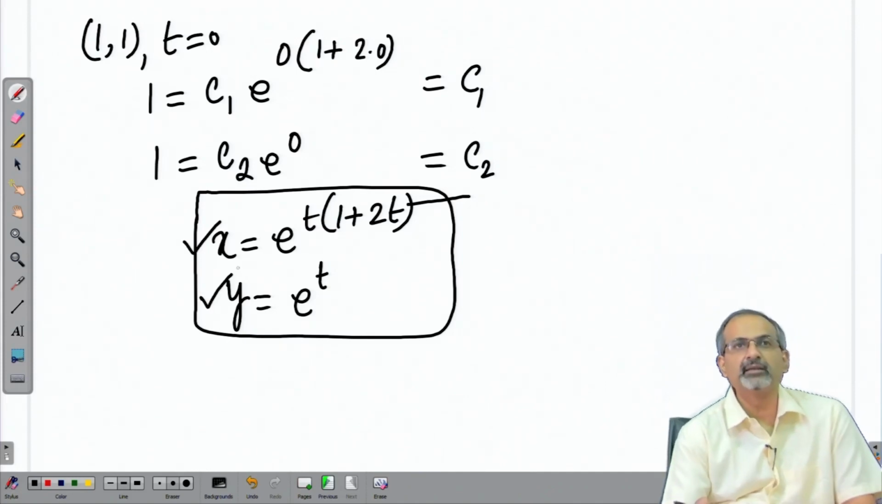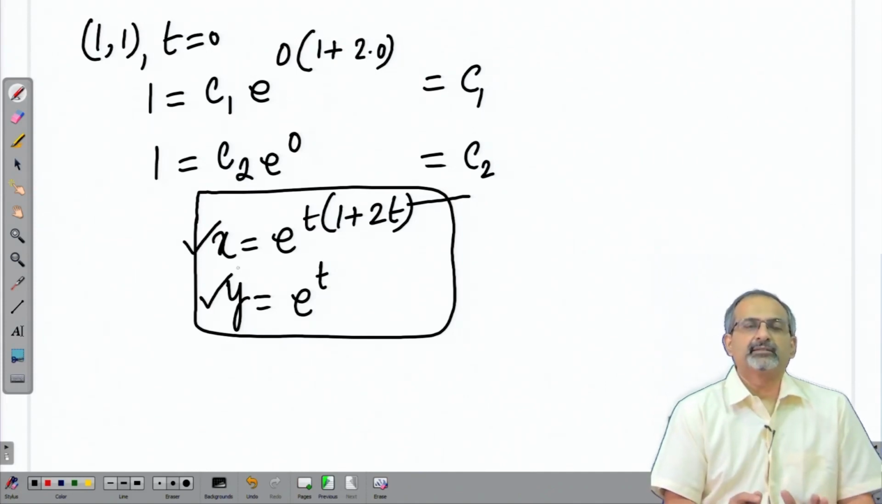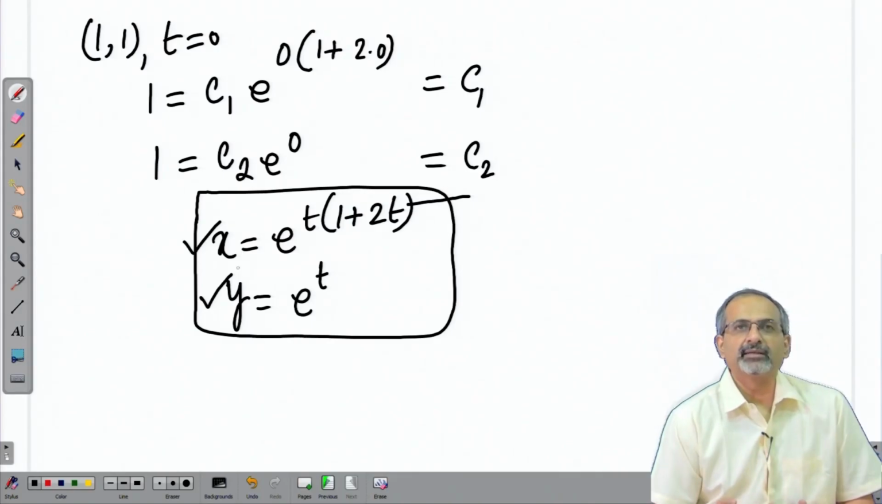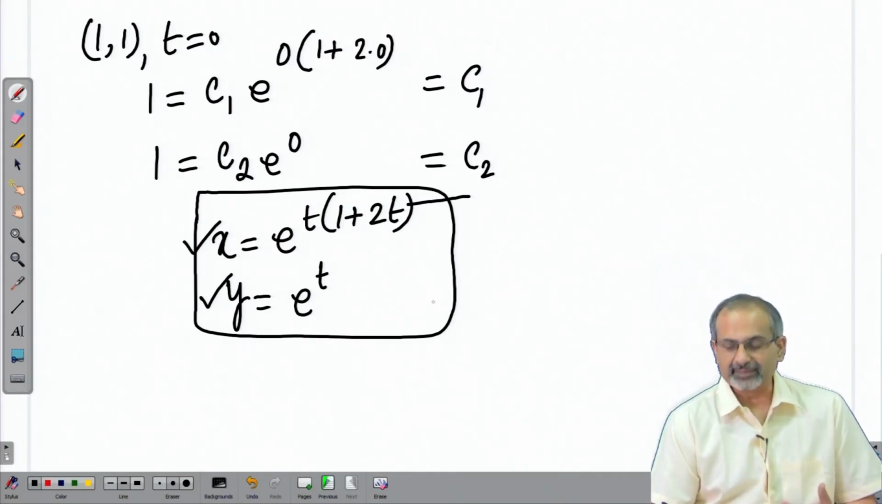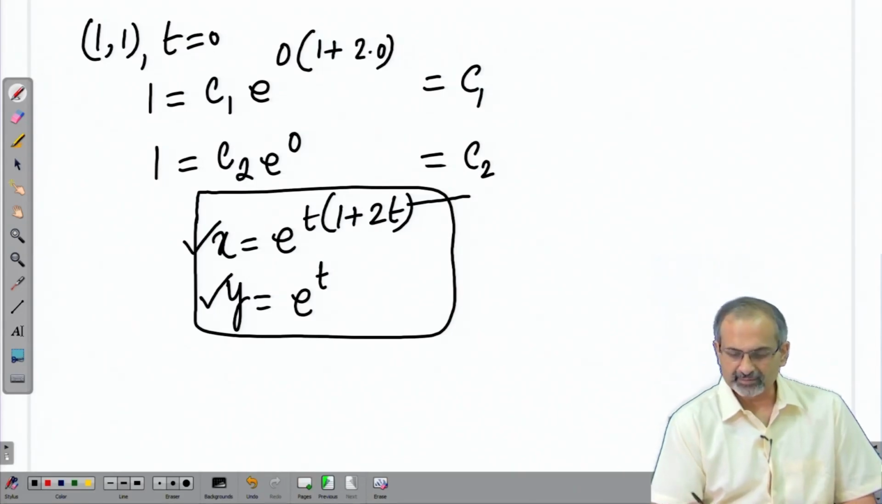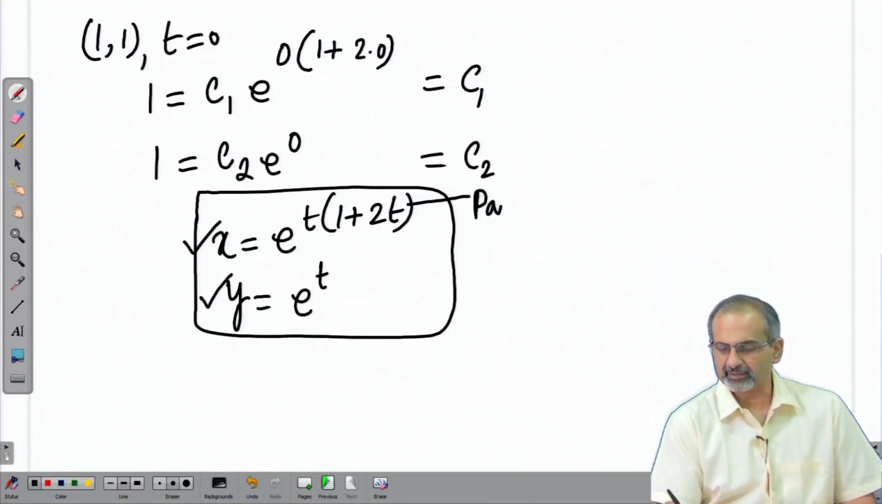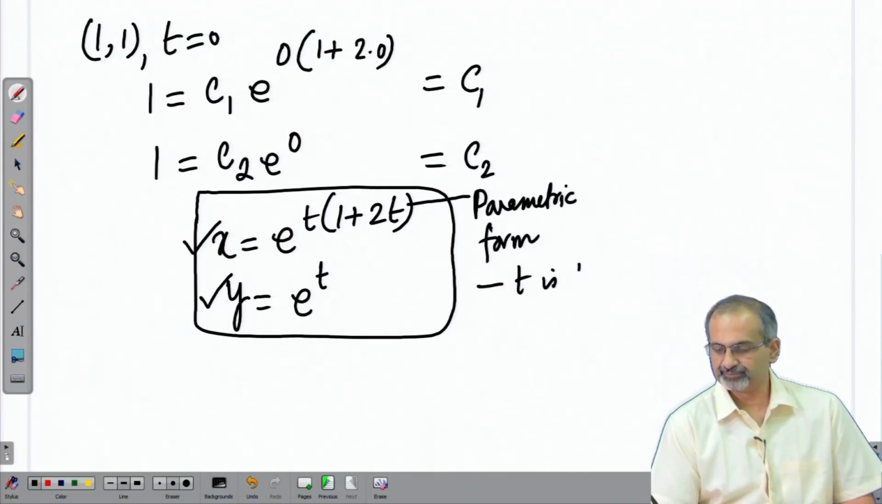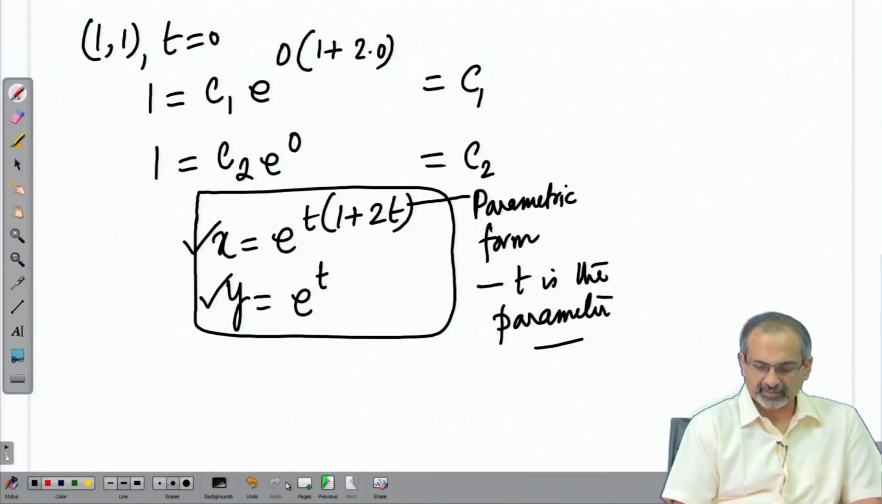But can you obtain an equation where just the connection between x and y is there and you can remove the parameter t? These two equations are in a parametric form, where t is the parameter. Can we remove the parameter altogether? Let us try to do that.